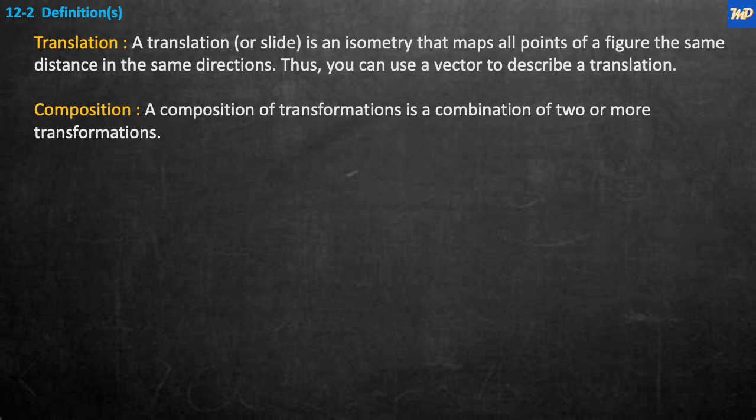Okay, let's start off by talking about a couple definitions. A translation or a slide is an isometry that maps all points of a figure the same distance in the same direction. Thus, you can use a vector to describe a translation. A composition of transformations is a combination of two or more transformations. So a composition is a combination of two or more transformations.